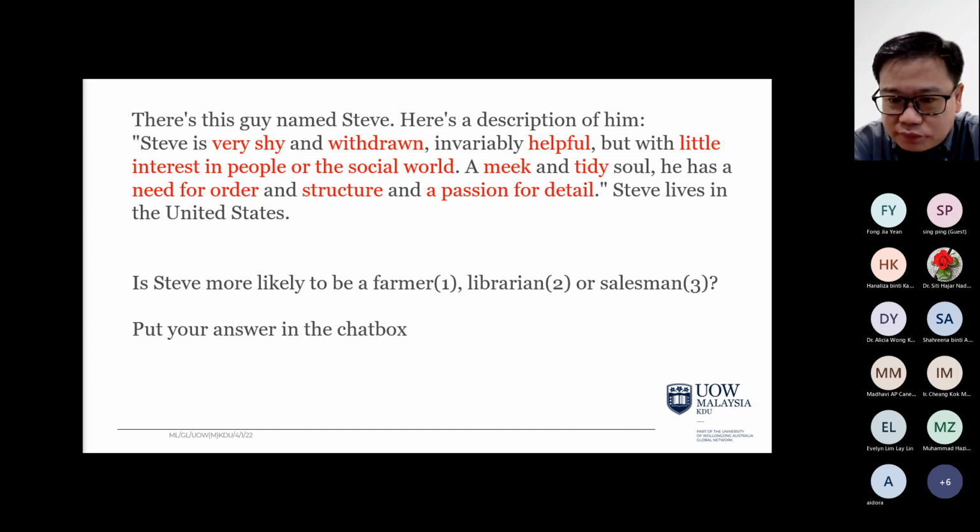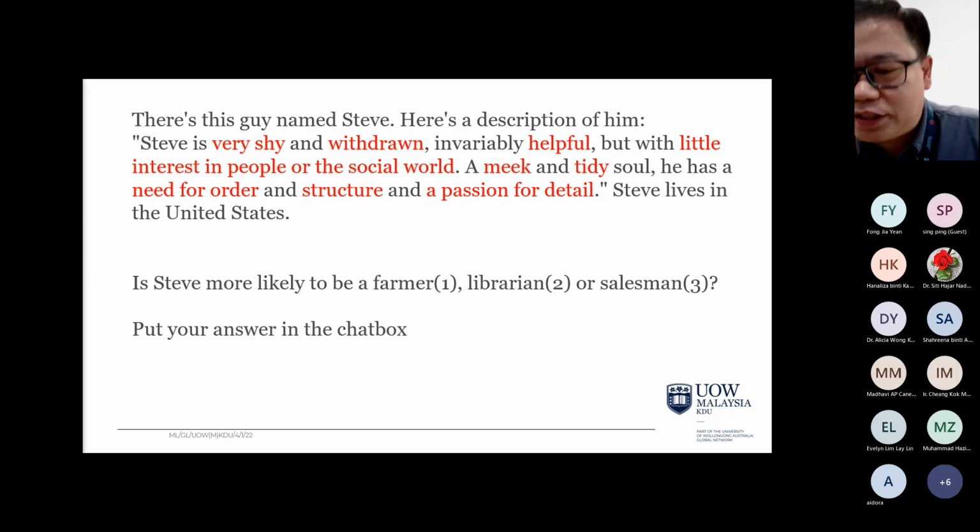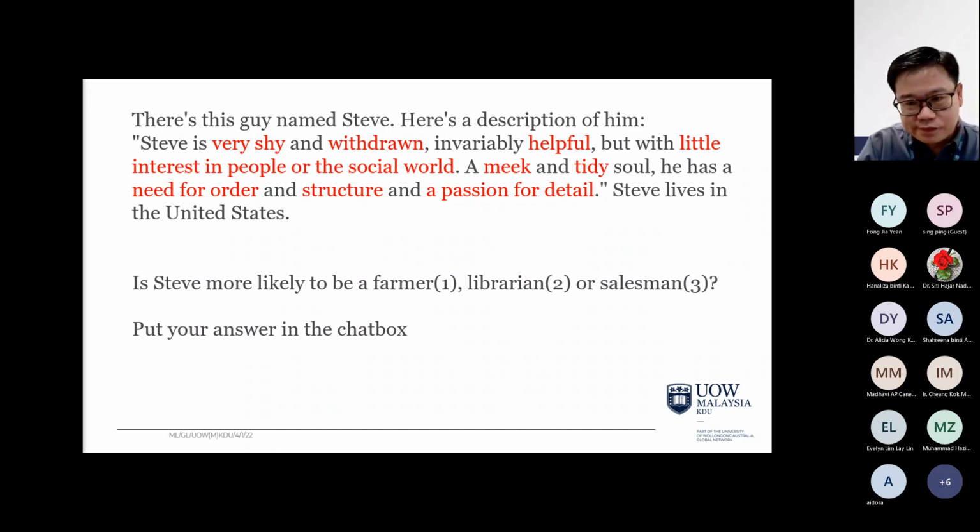Librarian, very good. Evelyn, good, you put librarian. Sheila, Jain, Hajar, Siti Hajar, Sing Ping: 2, librarian, okay, structured, passion for detail. Sharina, farmer, yes. We have one farmer over there. We have many librarians. So what do you think? Librarian, salesman.